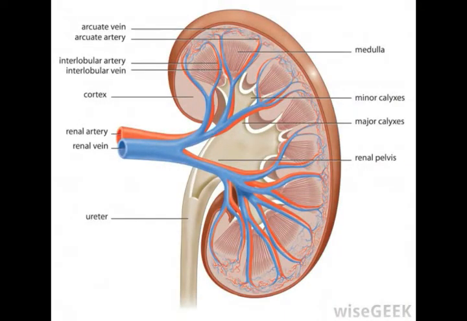The proximal convoluted tubules are lined with epithelial cells. These cells are connected to each other with tight junctions that prevent waste products and other potentially harmful substances from passing between the cells and reaching the bloodstream.